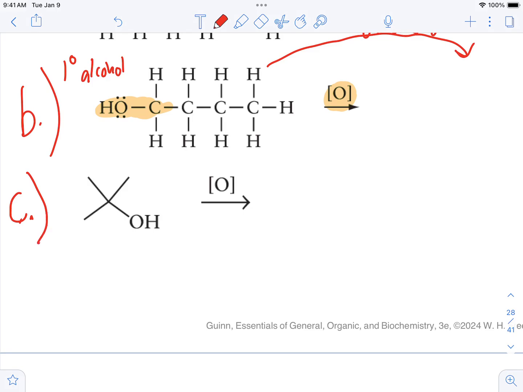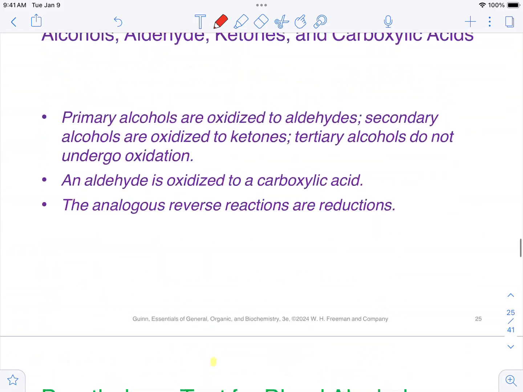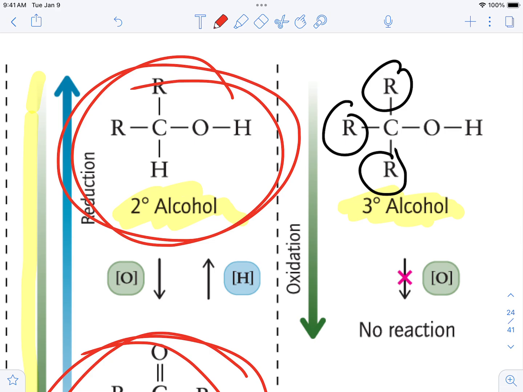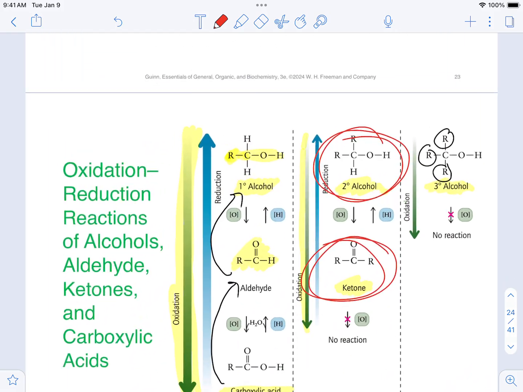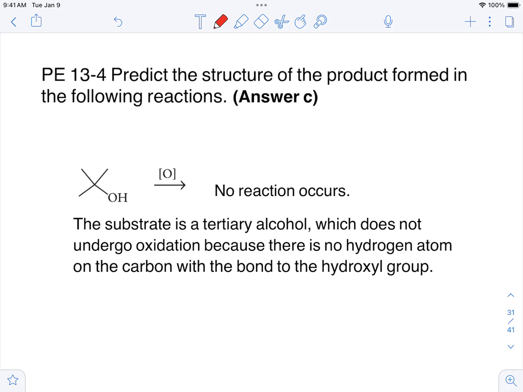And letter C here, we have an OH bonded to a C right here, and this C has 3 R groups. That means this is a tertiary alcohol. And since it's an O on top, that means this is going to be oxidized. What is a tertiary alcohol oxidized to? If you remember from our chart, there is no reaction for that. Tertiary alcohol cannot be oxidized. There's no H's to be lost. So letter C there, it should be a no reaction.